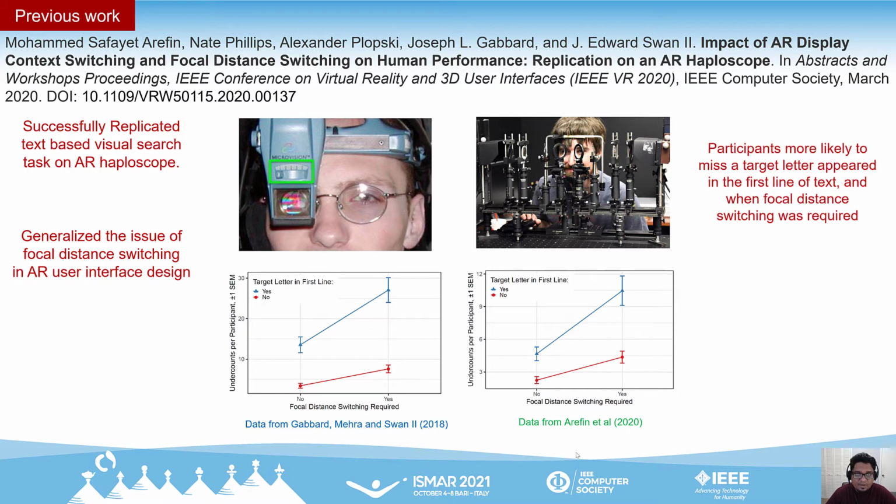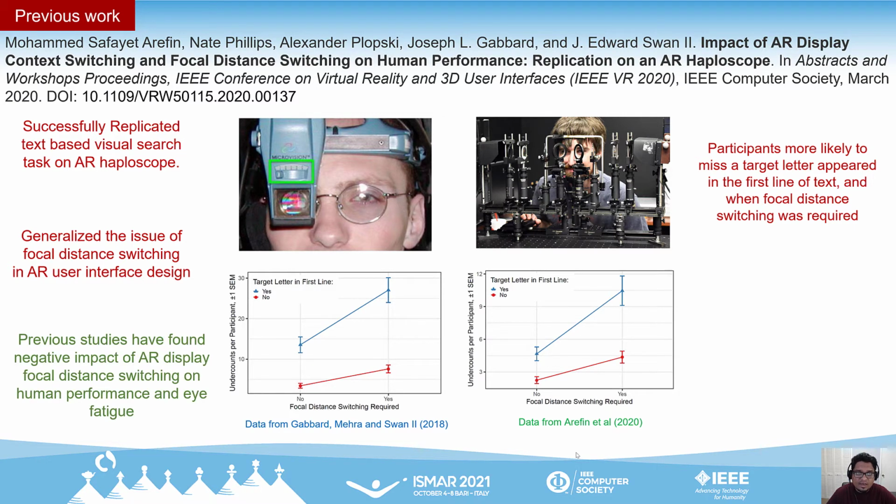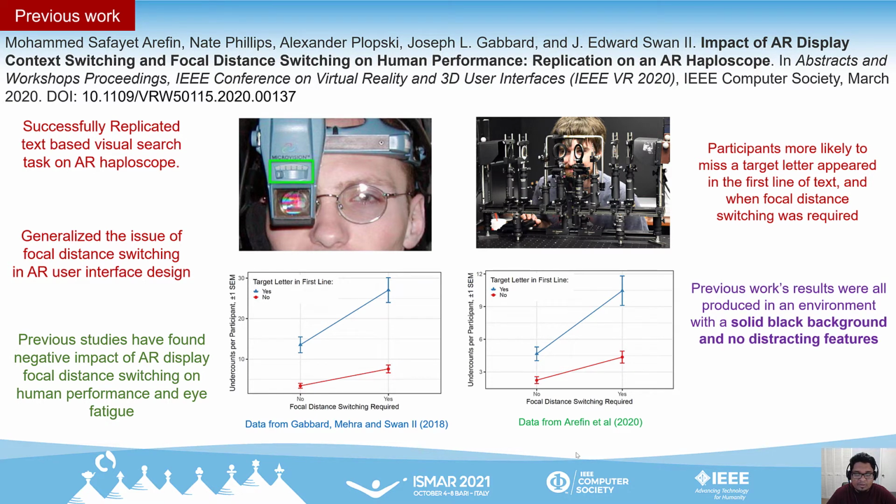What they found is that due to the focal distance switching, participants were more likely to miss the target letters when they appear on the first line of the text. Therefore, we can say that previous research has found a significant negative impact of focal distance switching on eye fatigue and human performance. However, these results are based on a solid background and no distracting features were considered.